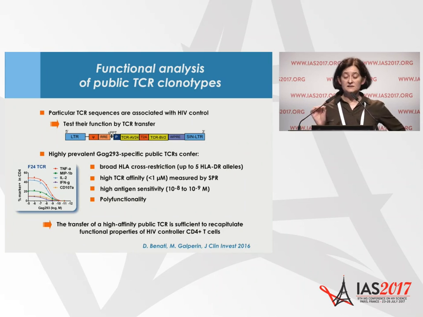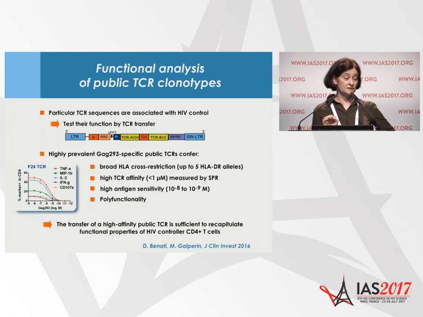These high-affinity TCRs conferred high antigen sensitivity. There was a good correlation between the two parameters, and they also conferred polyfunctionality, as indicated by secretion of TNF, MIP1 beta, IL-2, interferon gamma, and they also had the degranulation marker CD107A. So the simple transfer of a high-affinity public TCR was sufficient to recapitulate the functional properties characteristic of HIV controller CD4 T-cells.